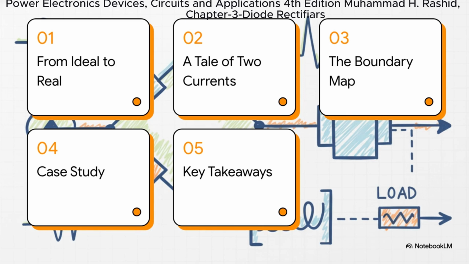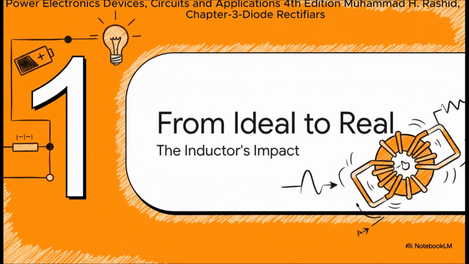All right, so here's our roadmap for today. First, we're going to see why just adding an inductor creates two totally different realities for our current. Then, and this is cool, I'll show you this powerful map that lets you predict which reality your circuit is living in. After that, we'll put it all to the test with a real-world case study, and then we'll wrap up with the most important takeaways you need to know. Okay, let's dive right in.